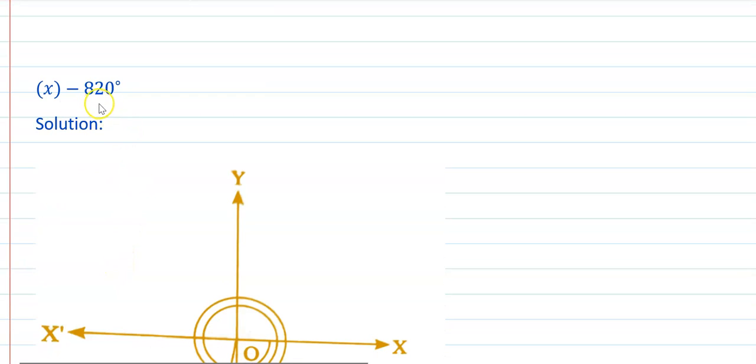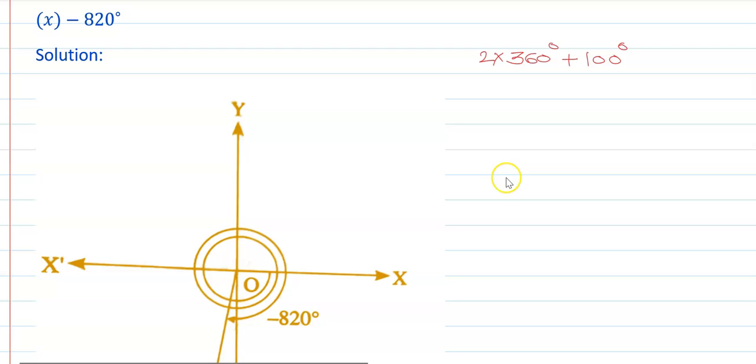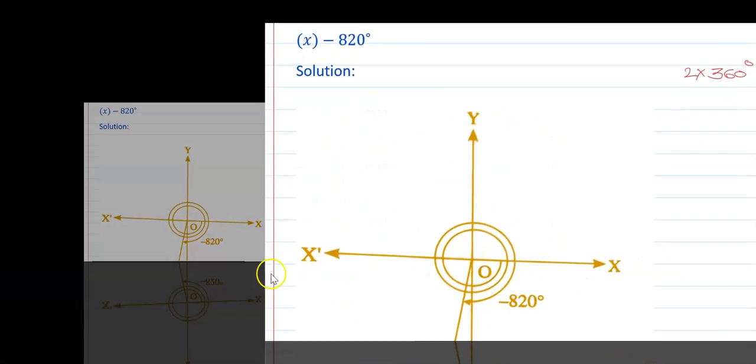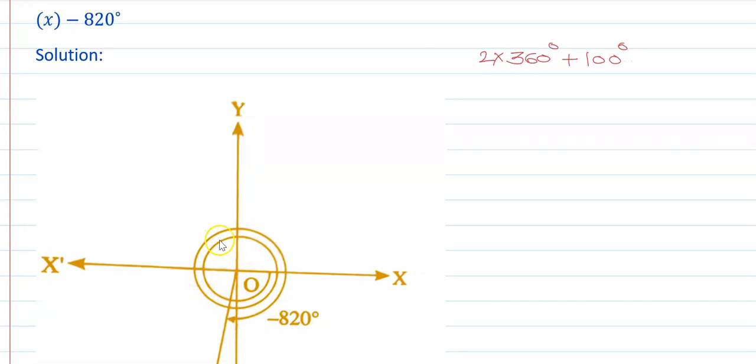Next, minus 820. Now here, minus 820 means what? 2 into 360, how much will it be? 720 plus 100. Then it will make the 820. It means we have to complete two rotations in a negative direction. This is the first one, and this is the second one.